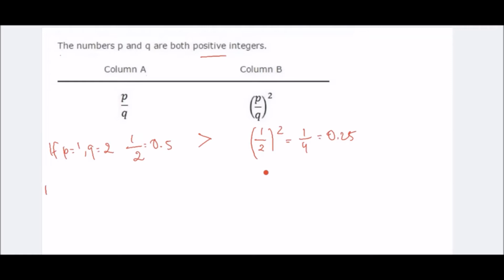Now let's consider another value. If P is equal to 2 and Q is equal to 1, then column A becomes 2 by 1, that is 2, and here 2 by 1 whole square becomes 2 square, that is 4, then column B will be greater. So the relationship cannot be determined between column A and column B. That's why we will choose option D.